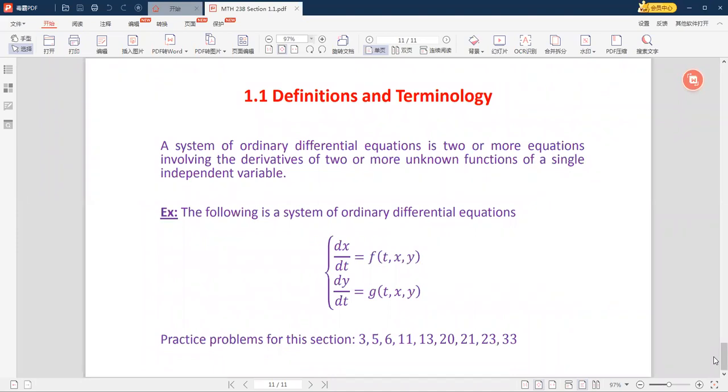Okay. So the last thing is called the system of ordinary differential equations. So what is the system of ordinary differential equations? Just like any other equations, a system means you have 2 or more equations in the problem. A system of ordinary differential equations is two or more equations involving the derivatives of two or more unknown functions of a single independent variable. So we only have one independent variable, but we have two or more functions to solve.